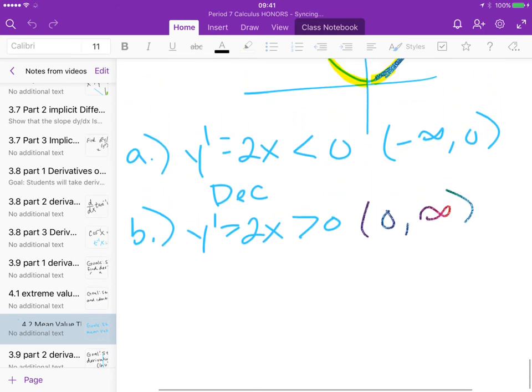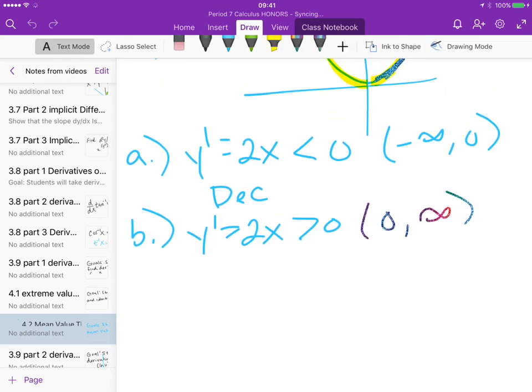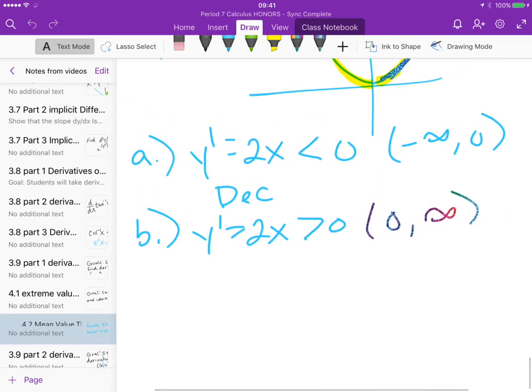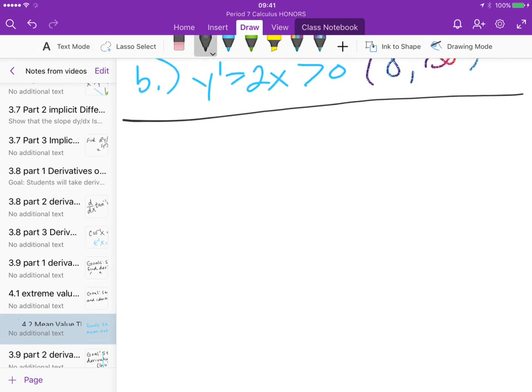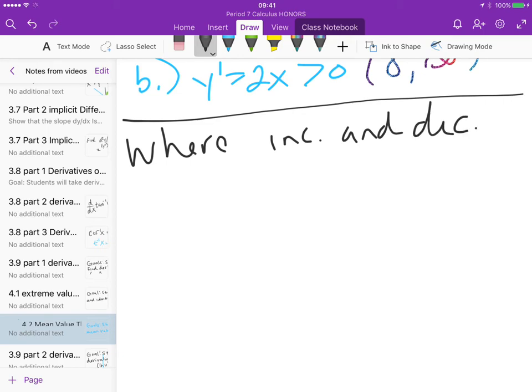So let's take a look at more of an interesting example for this case. Same thing goes. I want us to go ahead and find where it is increasing and decreasing. Let's look at a more interesting function this time. Let's say we are dealing with the function f of x equals x cubed minus 4x. Once again, we want to find out where it's increasing and where it is decreasing.